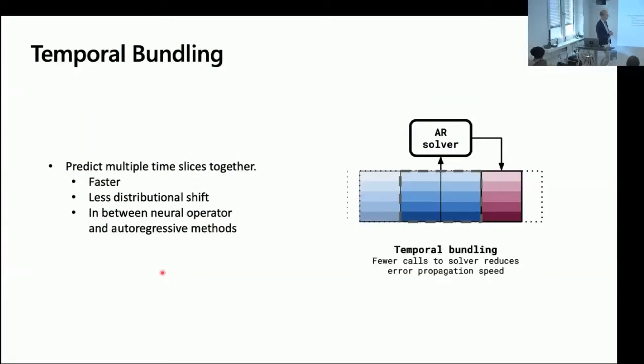And here's another idea, which is temporal bundling. It's sort of sitting somewhere between neural operator and autoregressive. Instead of trying to predict one time slice in the future, you're trying to predict a whole bunch of time slices into the future, and then autoregressively go forward from there. So it's in between neural operator and autoregressive, sort of autoregressing over a longer future.